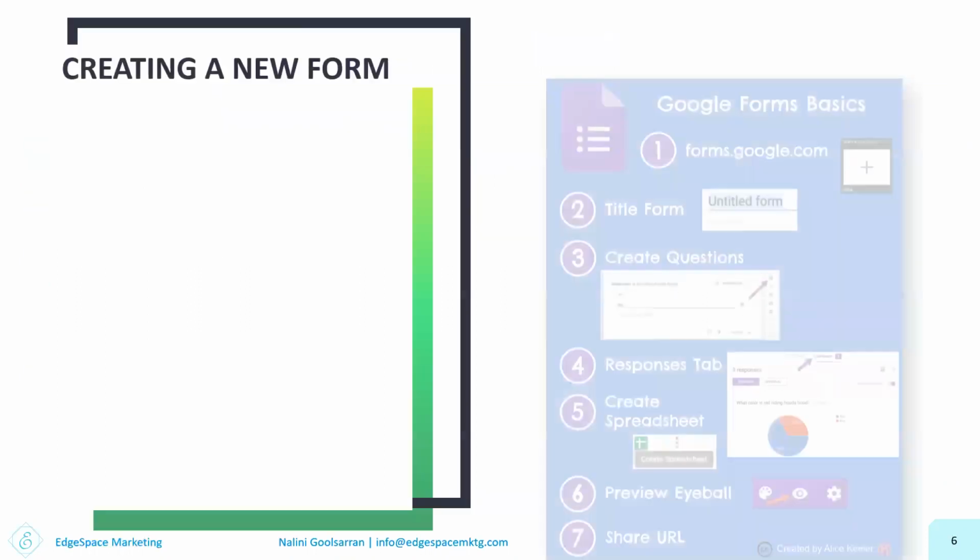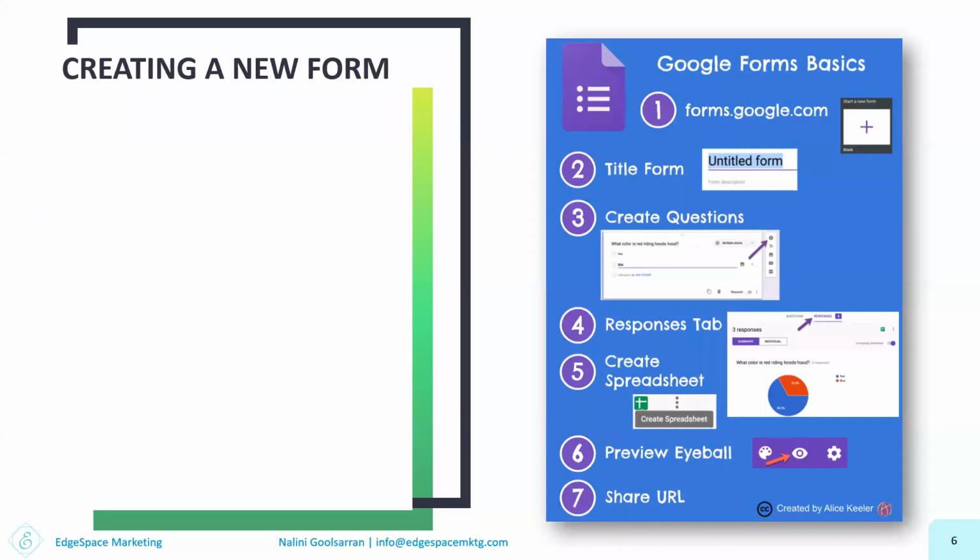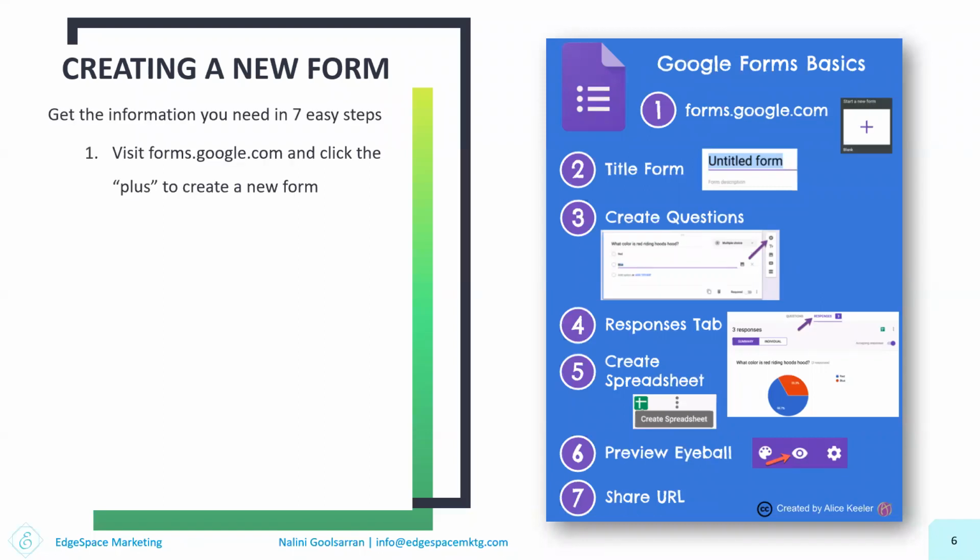So let's look at how you create a new form. It's as easy as 7 steps. You visit forms.google.com, and then you would click the plus sign to create a new form. I know that sounds very simplistic, but when we get into the demo, you'll see there's a big giant plus sign. You can't miss it for how to create your new form.